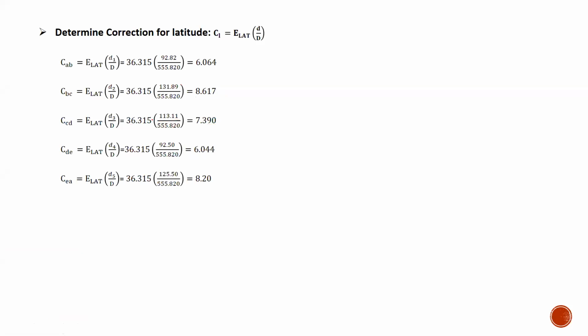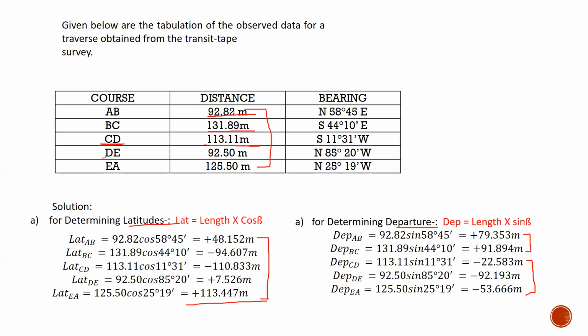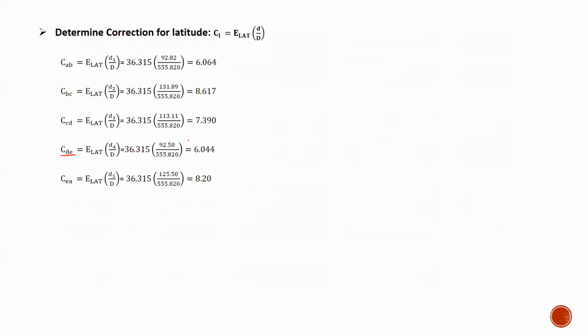Next, we have here the correction na i-apply natin sa line DE. So, E-latitude times D4. Yung D4 natin is the length of the line DE. The length of the line DE is equal to 92.50 meters. So we have here 92.50 meter all over 555.820 times the E-latitude natin. That is equal to 6.044 meter.